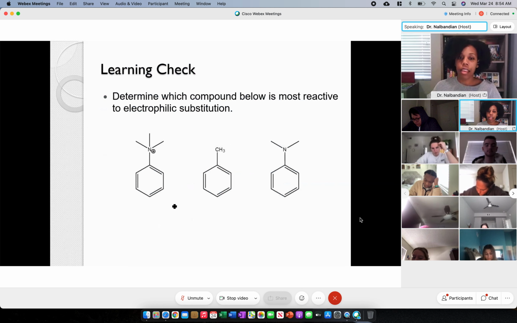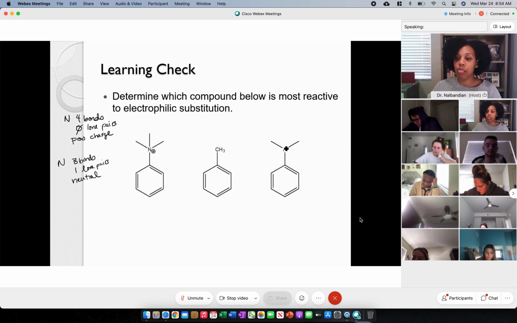All right, same thing. What's most reactive? So here we have a nitrogen. When nitrogen makes 4 bonds, it has 0 lone pairs, right? We can see that octet rule. And so it has a positive charge. But when nitrogen makes 3 bonds, it has 1 lone pair, and it is neutral. So here we have a nitrogen with a positive charge. Here we have a nitrogen that's neutral. So we know it has to have a lone pair on it.